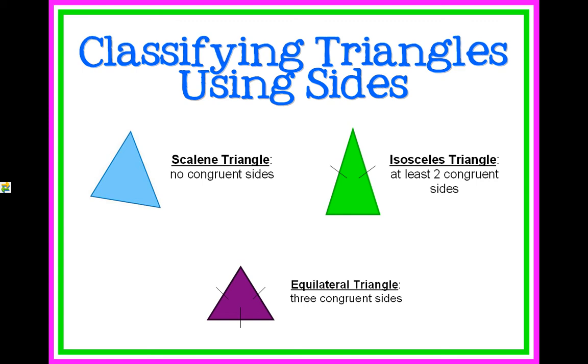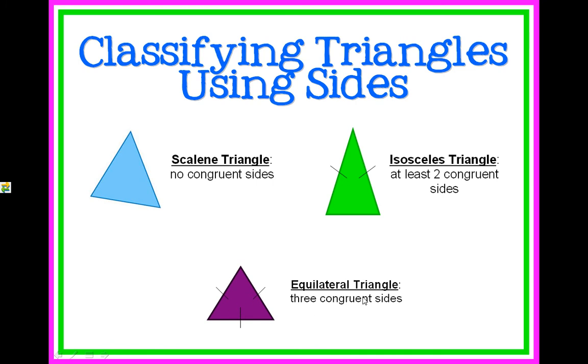We can also classify triangles using sides. If none of the sides are the same, no congruent sides, it is considered to be scalene. If there are two congruent sides, two sides that are the same, it is considered to be an isosceles triangle. And these lines here on this green triangle represent that they are the same. Both sides have one line, meaning they're the same, they're congruent. An equilateral triangle is when all three sides of the triangle are congruent. Once again, these lines, one line apiece, represent that they are congruent.